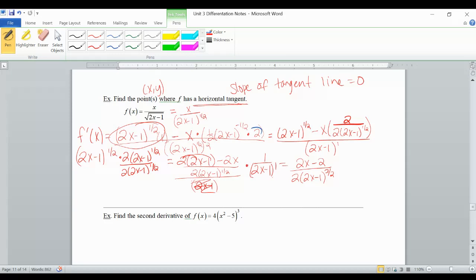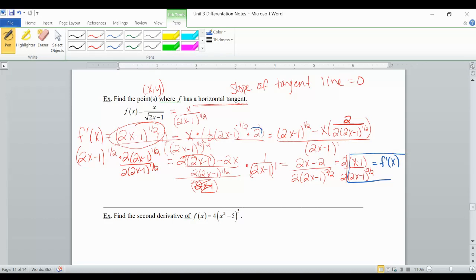You can factor from here. I may do that just because we're looking for when the slope is equal to 0, and that's going to make solving this a little bit easier. So if I factor out a 2 here, I'm left with 2 times x minus 1 over 2x minus 1 to the 3/2. And then this right here is f prime of x.